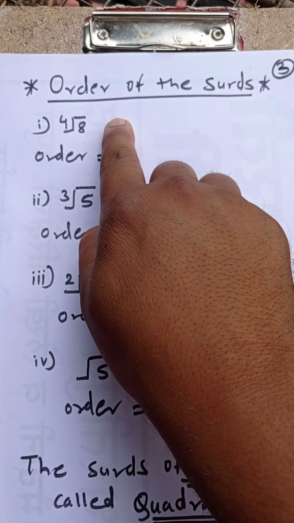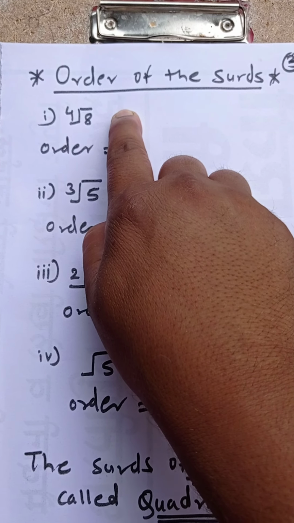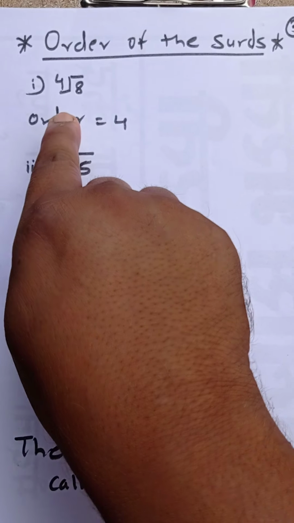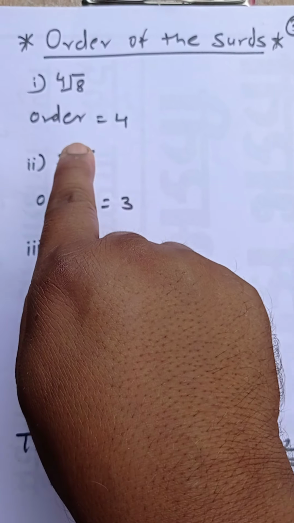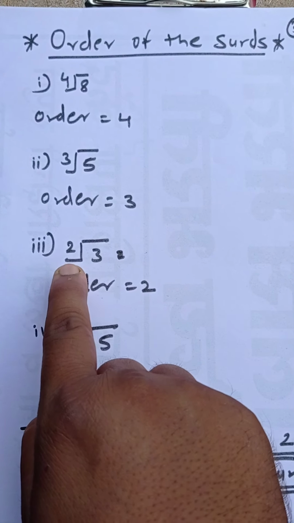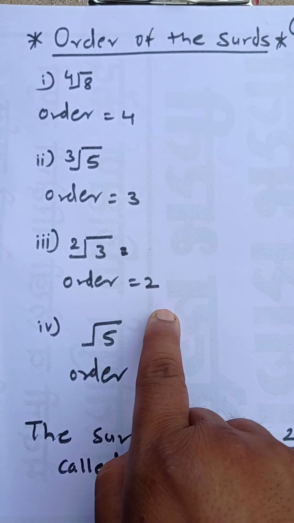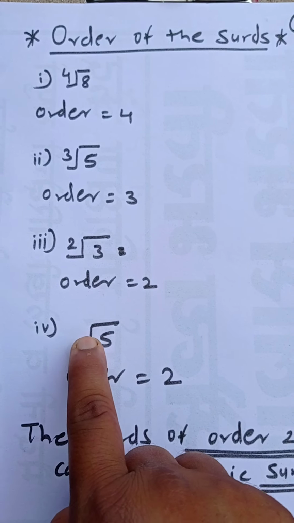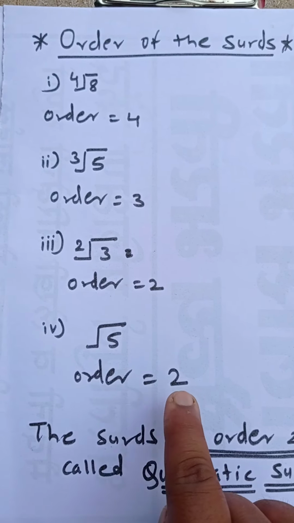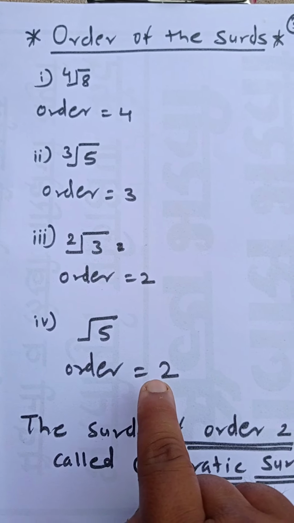Now the next topic from surd, that is the order of the surd. It's very simple. The number which is written here: the fourth root of 8, so the order of this surd is 4. Cube root of 5, so the order of this surd is 3. Square root of 3, the order is 2. And here the order is not written. In this sign, the order is not written. When the order is not written, that is 2. That surd is of order 2.